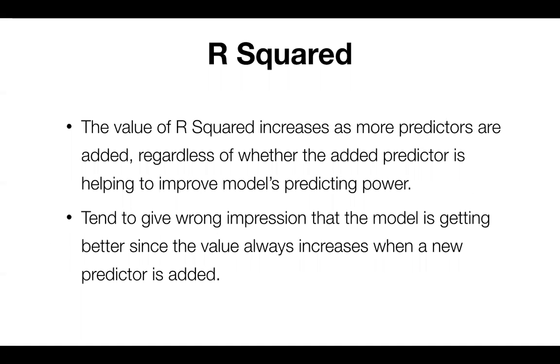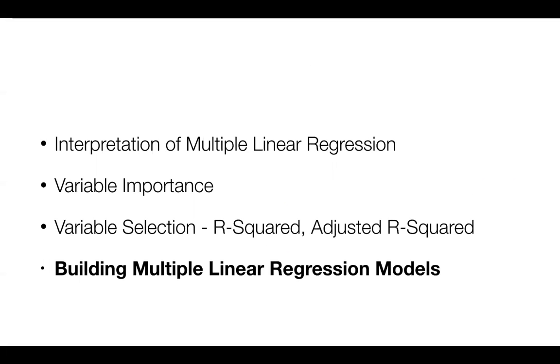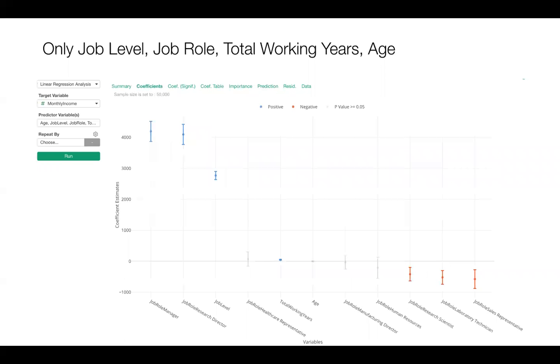There are more detailed explanations here, but I think I already talked about it, so I'm going to skip these 2 slides. There are other measures like AIC and so on, but I'm just going to talk about R square and adjusted R square, and when you want to use them and what they are. And then the last topic of today is building multiple linear regression models.